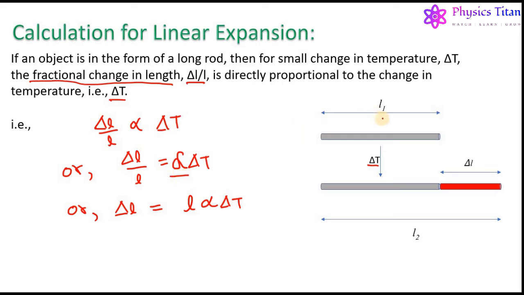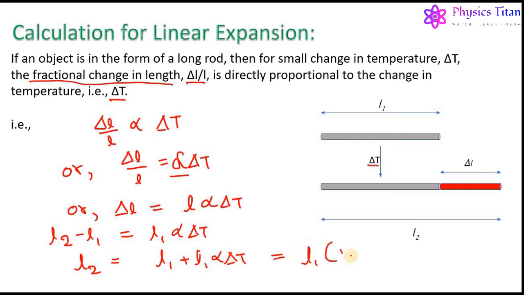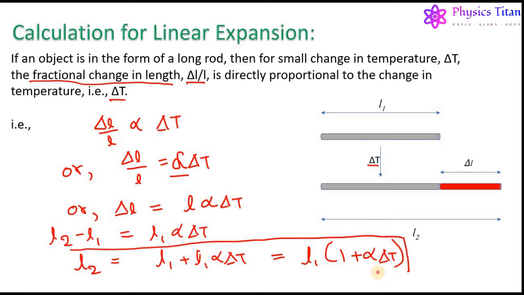Now if we denote the initial length of the rod by L1, and the final length after the expansion as L2, then the change in length is equal to L2 minus L1, which is equal to the initial length, that is L1 alpha delta T, or the final length L2 will become equal to L1 plus L1 alpha delta T, which is equal to L1 times (1 plus alpha delta T). So this is the formula for calculating the final length of an object after its expansion in one dimension due to an increase in temperature by delta T.